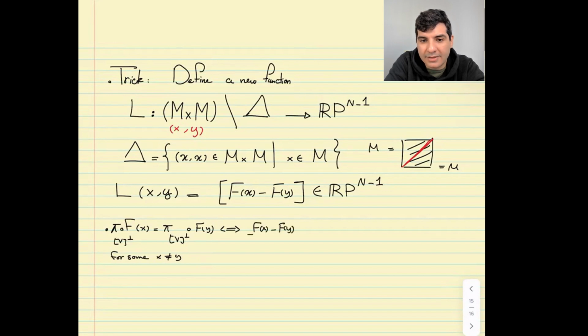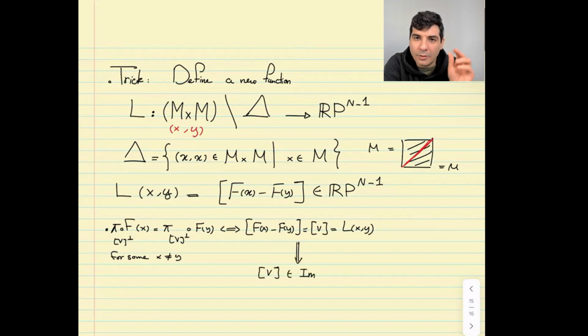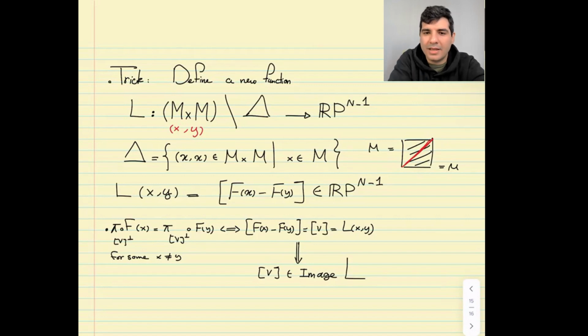fx minus fy has the same class as V in RPn minus 1. But the left side, the class of fx minus fy, is exactly L(x, y). So this happens if and only if the class of V is equal to L of x and y, which means the class of V is in the image of L. So if we pick a vector V such that pi of f is not injective, that implies the class of V must be in the image of L.